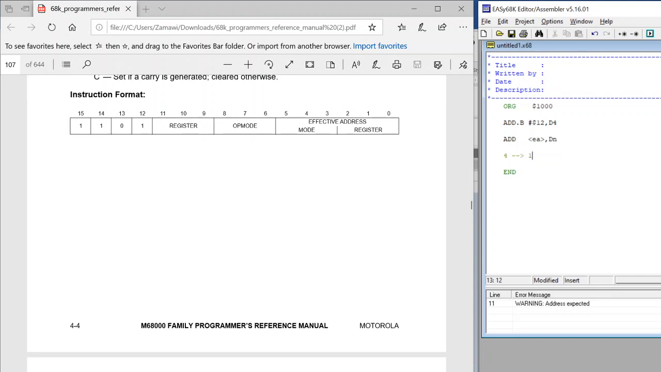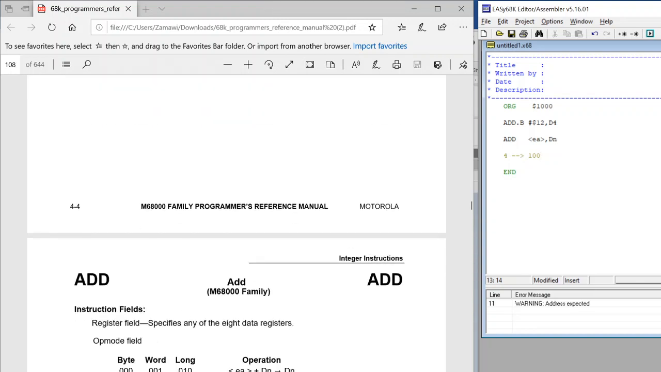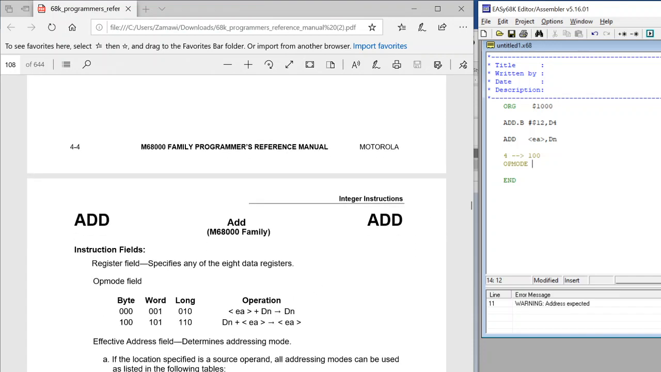One, 0, 0. So that's 4, right? Then the op mode. The op mode field is based on the size of the operation that you use. Now for the example here, it is a .byte. Byte means the op mode will be used as a byte operation. Look at the operation: there are two lines over here. Which one you need to use, you have to refer to this one.